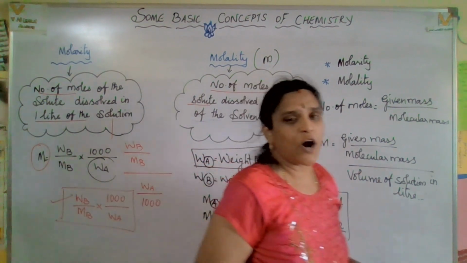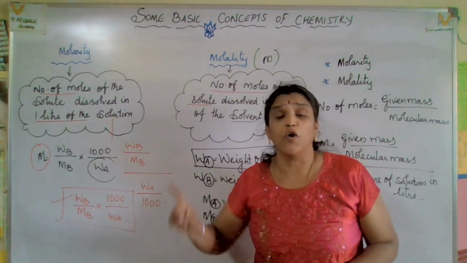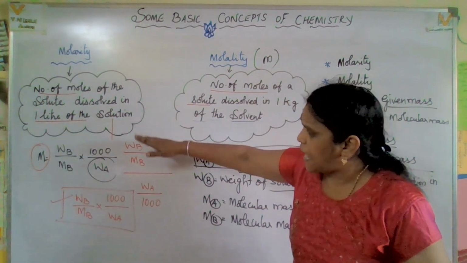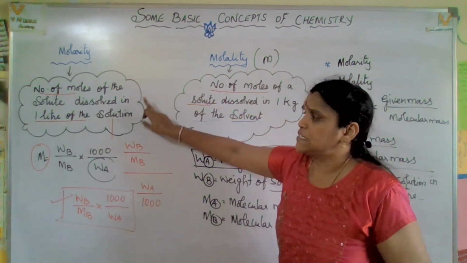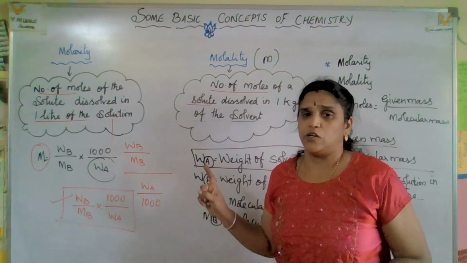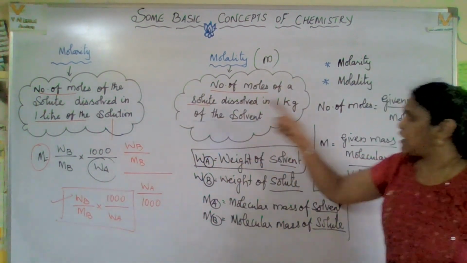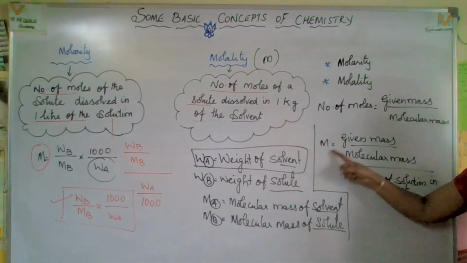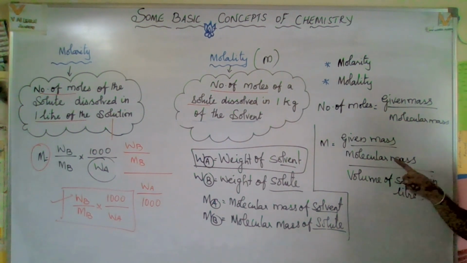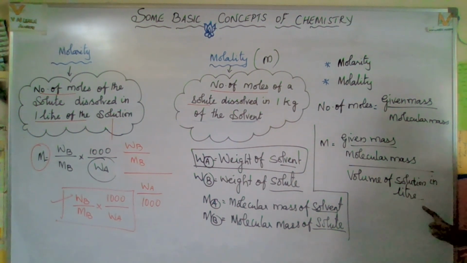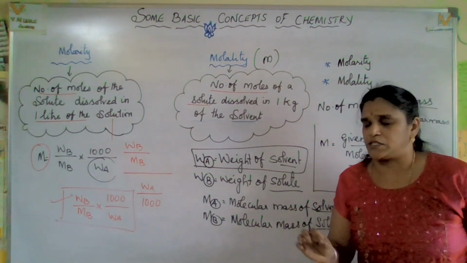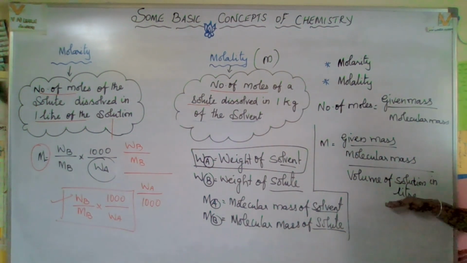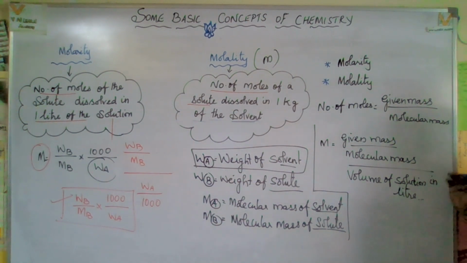I hope you got an idea of how to arrive at the formula. Molarity is nothing but the number of moles of solute dissolved in 1 liter of the solution. So what is the formula? Molarity is equal to given mass by molecular mass divided by volume of solution in liter. Given mass by molecular mass is the number of moles, so molarity is number of moles divided by volume of solution in liter.